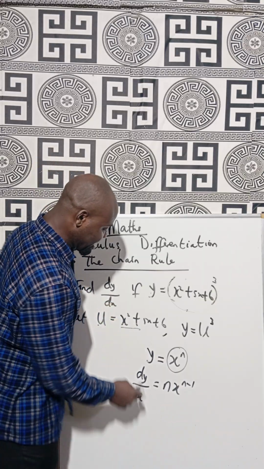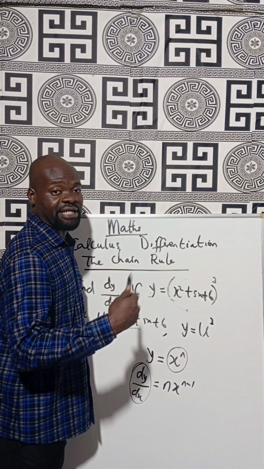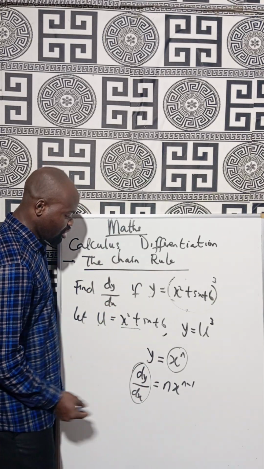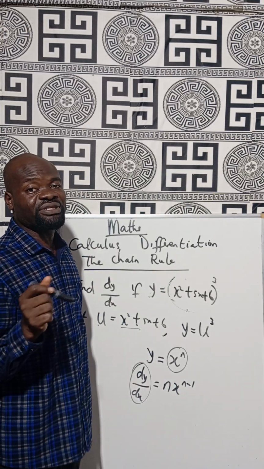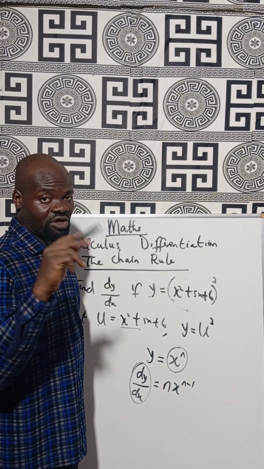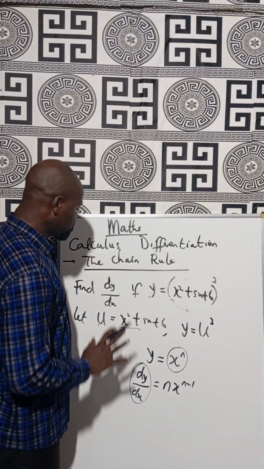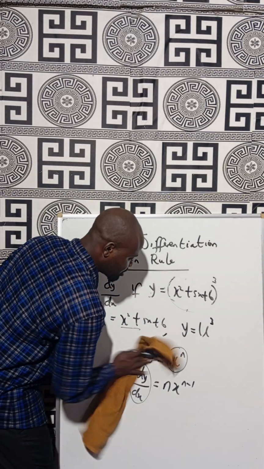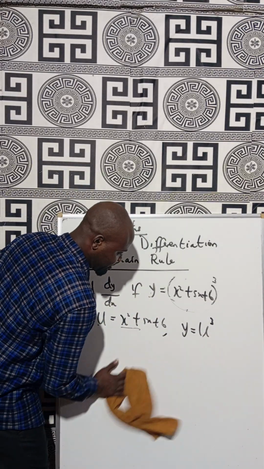Derivative simply means dy dx. When I say derivative, dy dx, you understand me now? So now the derivative of a constant is always zero. Don't forget that, you understand me now? So let's look at it now. So let's follow this same pattern to get our answer.